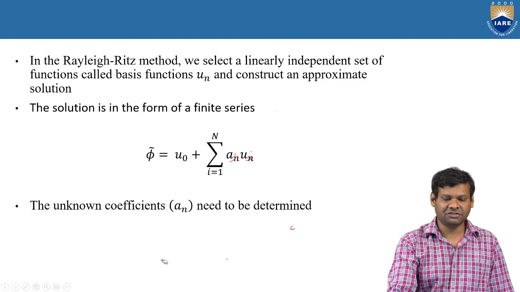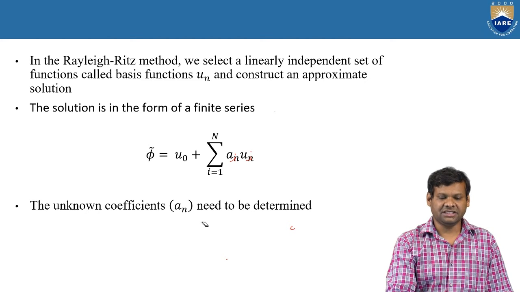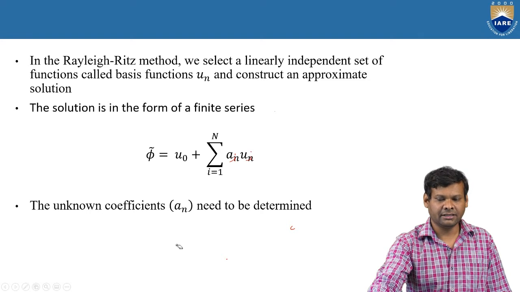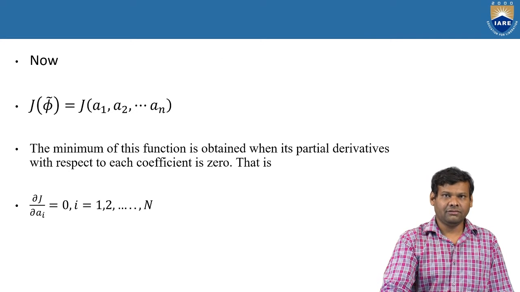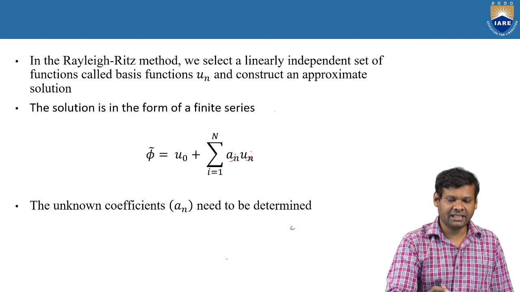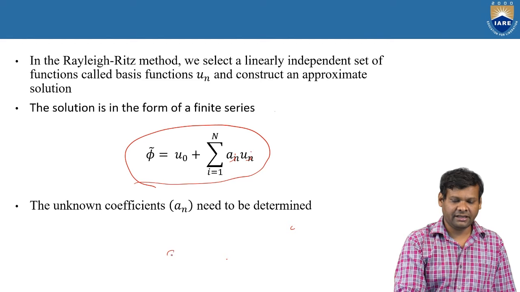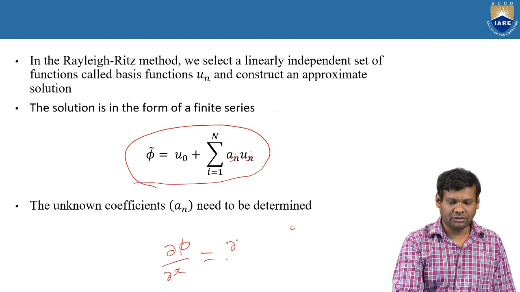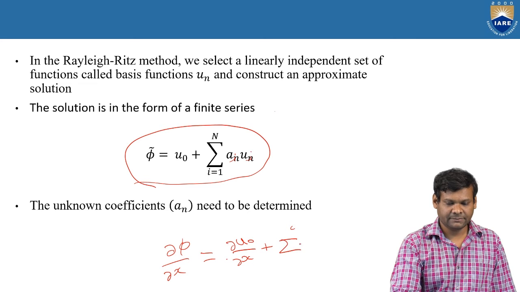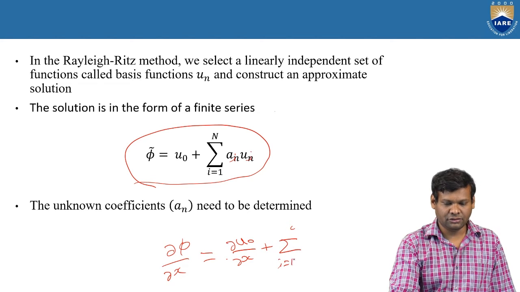And finally, the unknown coefficients. If we know the unknown coefficients, our system is well defined. Now, what we do is that I have already expressed phi in terms of u_n. And you can also express ∂φ/∂x, which is given as ∂u0/∂x plus sigma i equal to 1 to n of a_i ∂u_i/∂x.